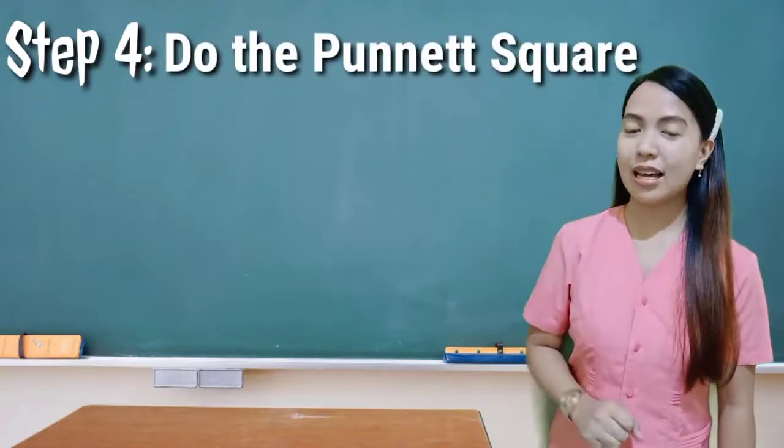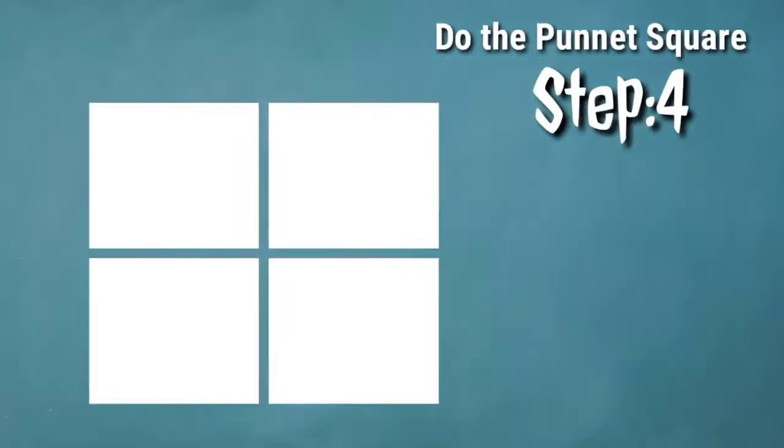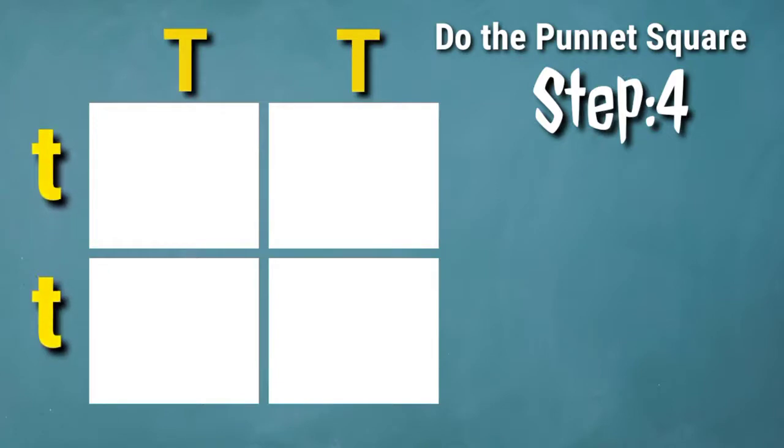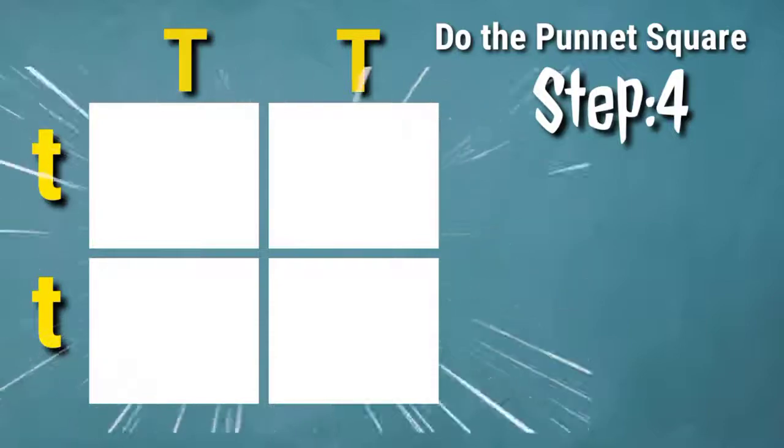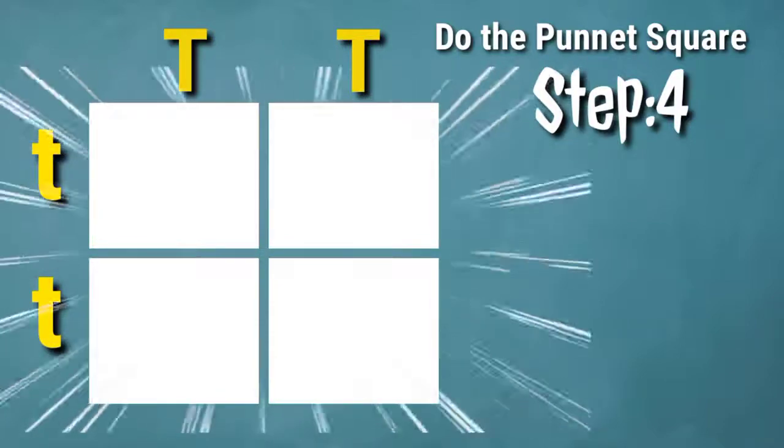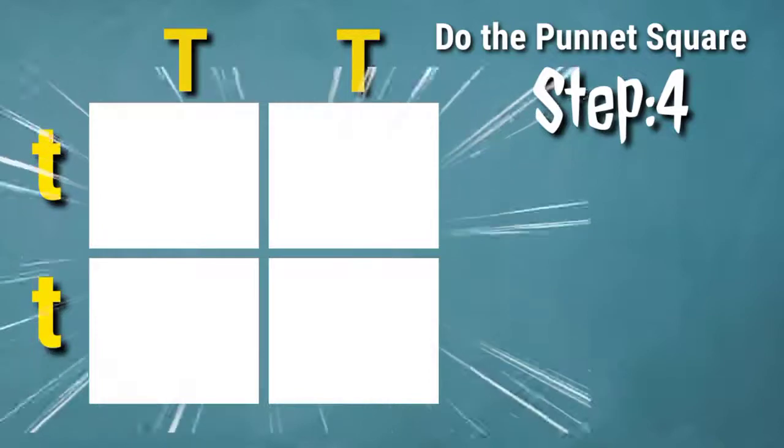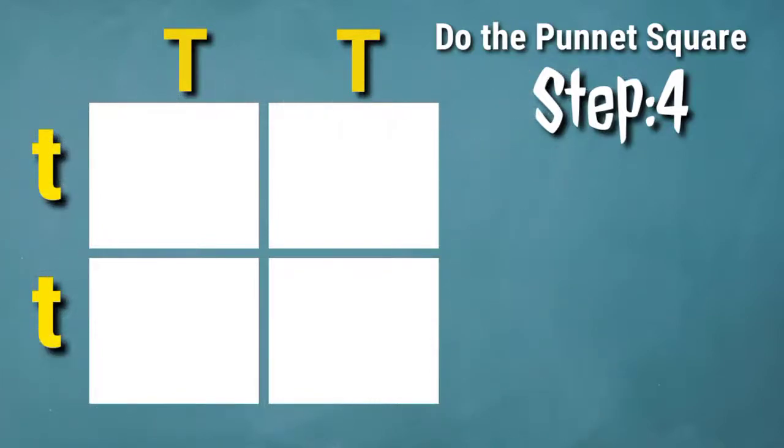How do you do that? It's very simple. Just write the genotypes of the first parent on top and the genotypes of the second parent on the left side. Make a Punnett square by drawing grids where you are going to write the possible genotypes of the resulting offspring. You have to fill in each grid with two alleles, one from the parent along the top and one from the parent along the side.